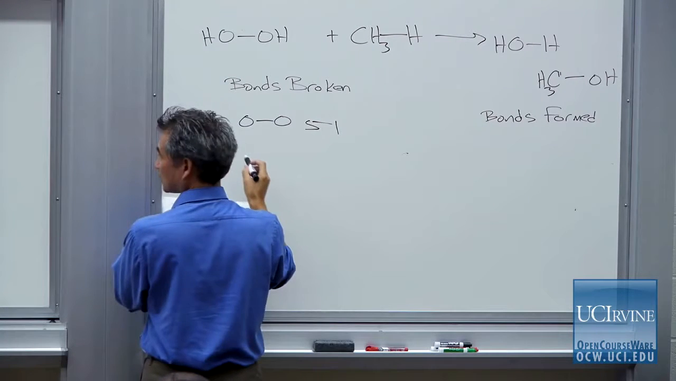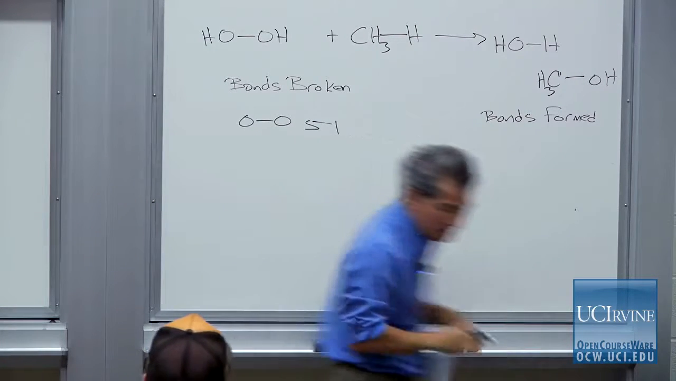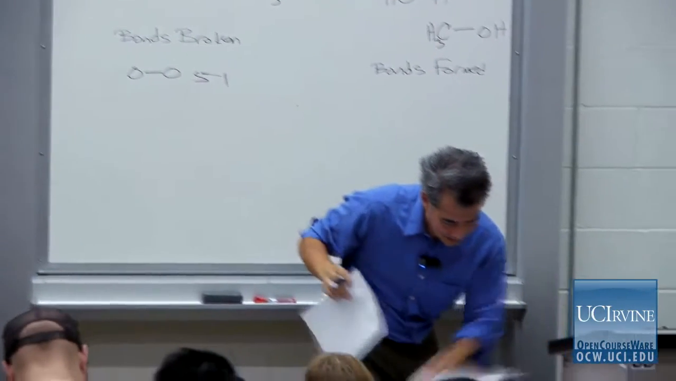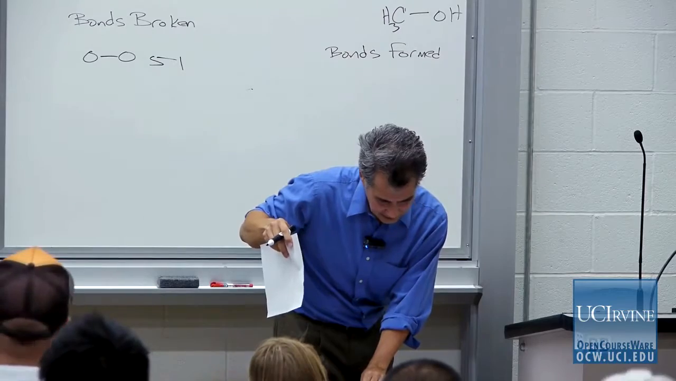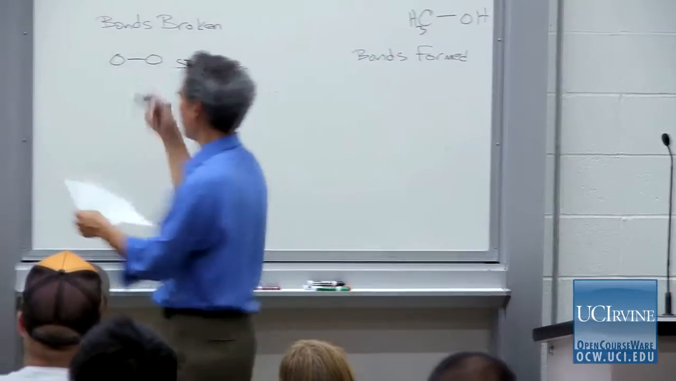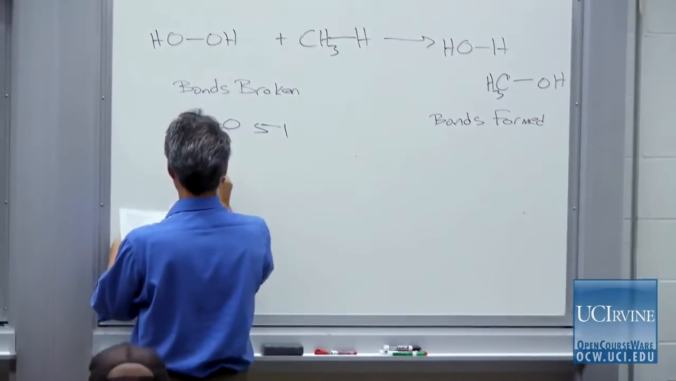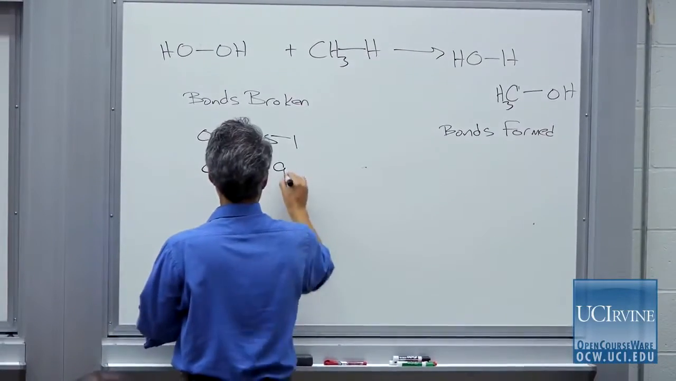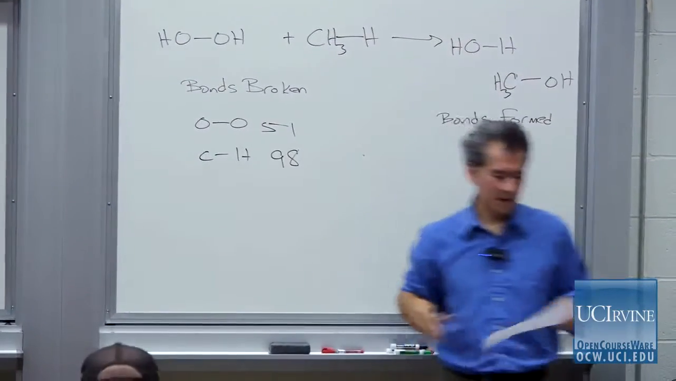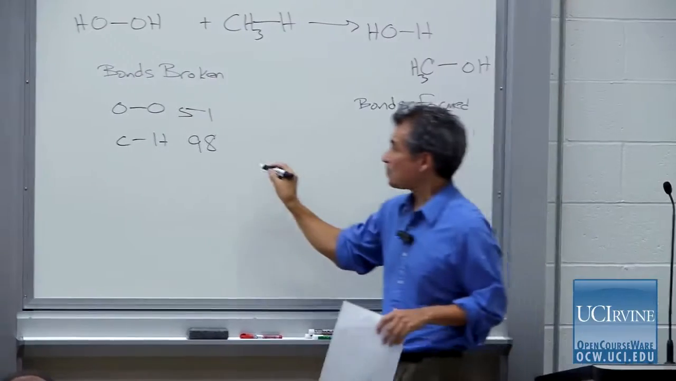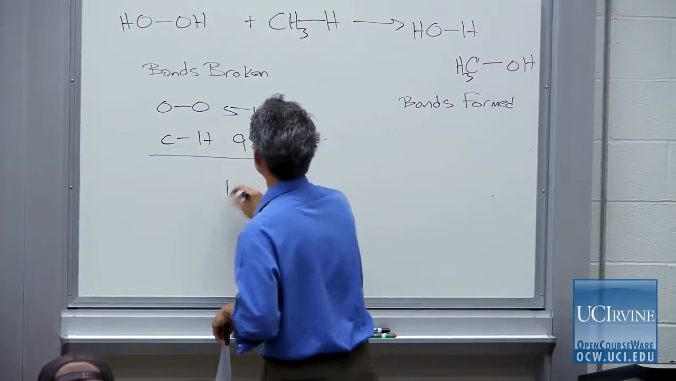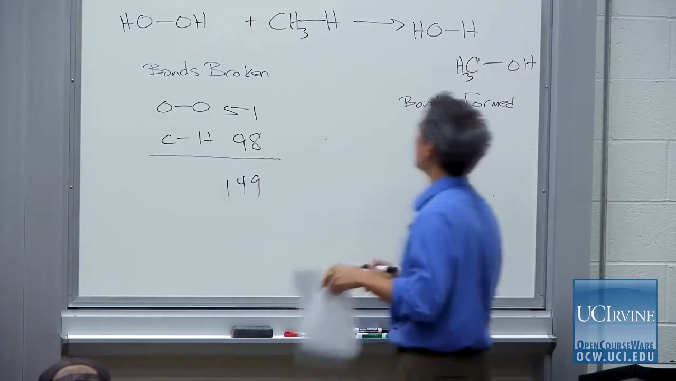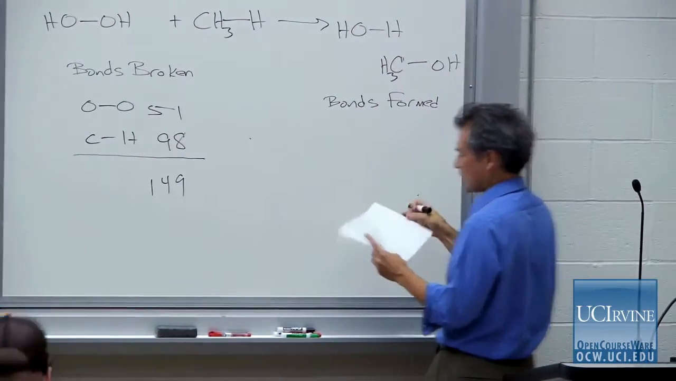I'm wondering if I've written down the wrong number, because sometimes I've written down numbers for specific molecules, and then other times I've written down numbers for just generic bond types. And it's 98 for the CH bond, which is relatively strong. So if we add up all the energy it costs us to break these bonds, we'll come up with a number of 149 kcals per mole. And then we come over here and we look at the bonds that we form.